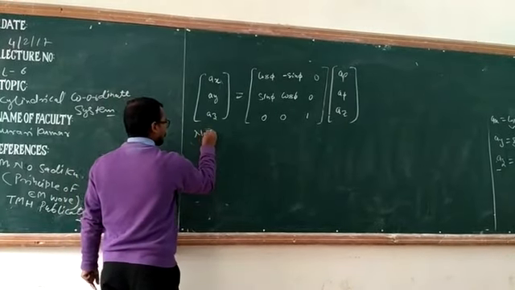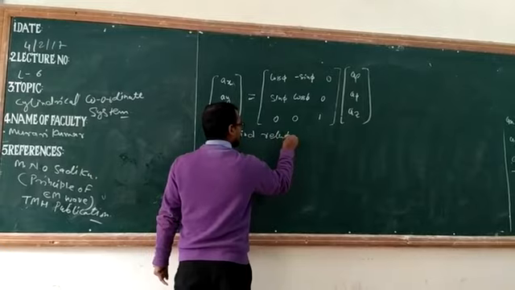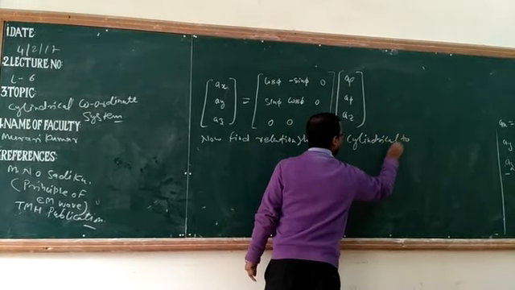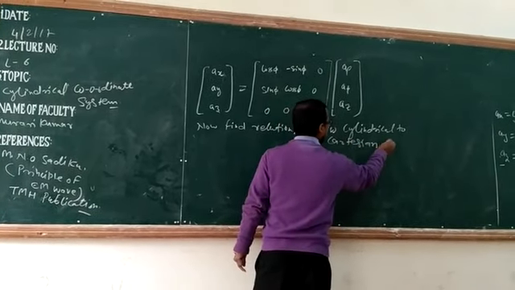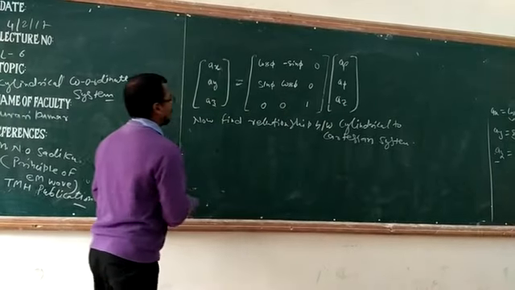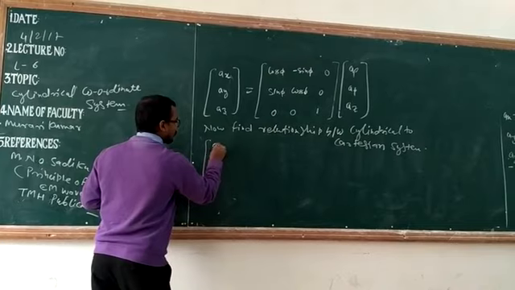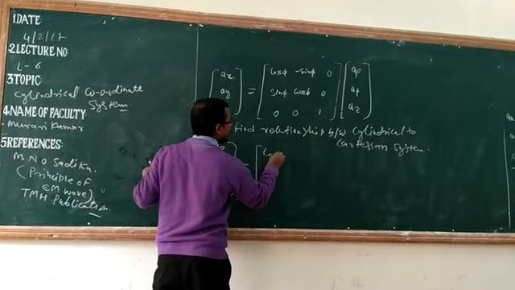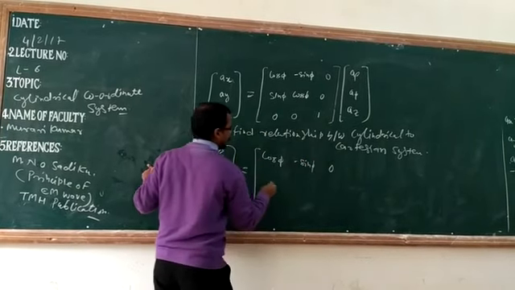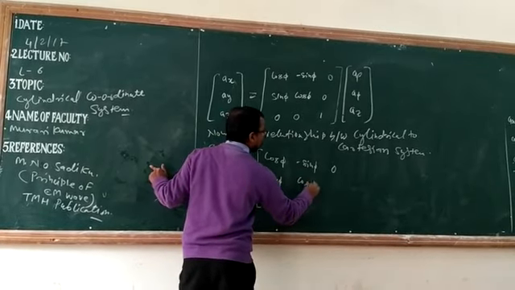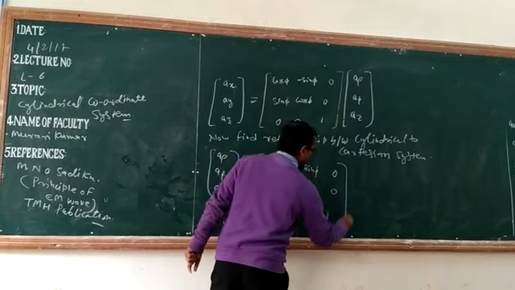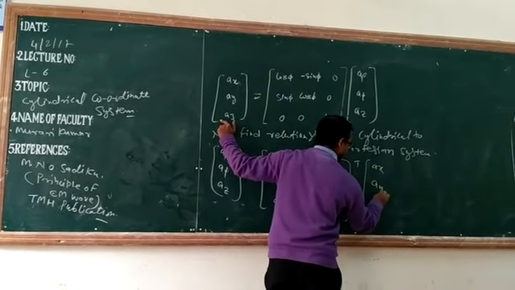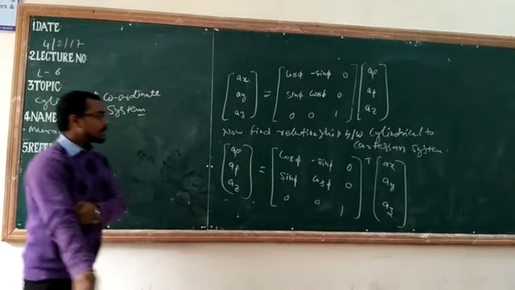Now we are going to find the relation between cylindrical to Cartesian system. Here I write a rho, a phi, and az, and the transpose of this matrix: cos phi, minus sin phi, 0; sin phi, cos phi, 0; 0, 0, 1. And here the values come ax, ay, and az.